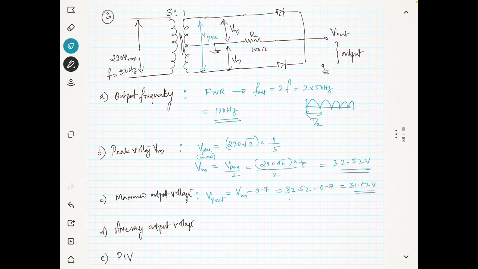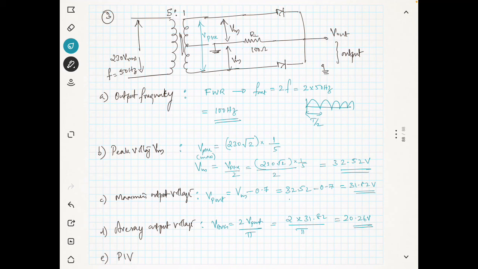Now we will see what is the average output voltage. For a full wave rectification, V average is nothing but 2 into Vp out divided by pi, which is equal to 2 into 31.82 divided by pi, which is equal to 20.26 volt.